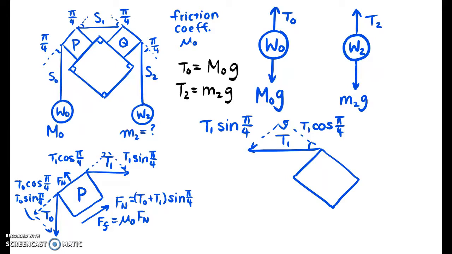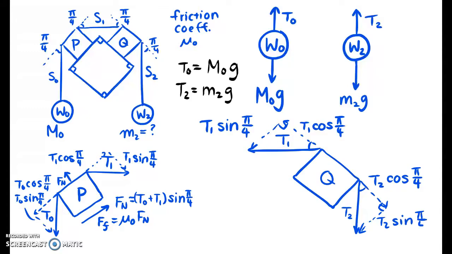Now another force that is acting upon Q is T2 from string S2. So this is T2, and we can also split it into two components. The component parallel to the slope, this is Q by the way, is equal to T2 times cosine of pi over 4, since this angle is pi over 4. And the component that is perpendicular to the slope is T2 times sine of pi over 4.